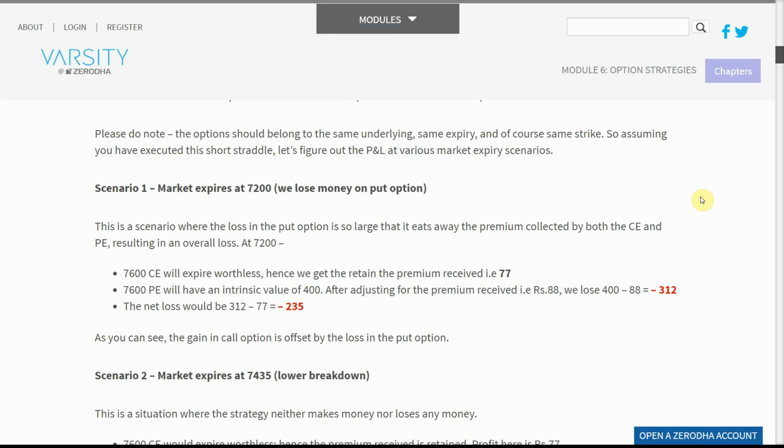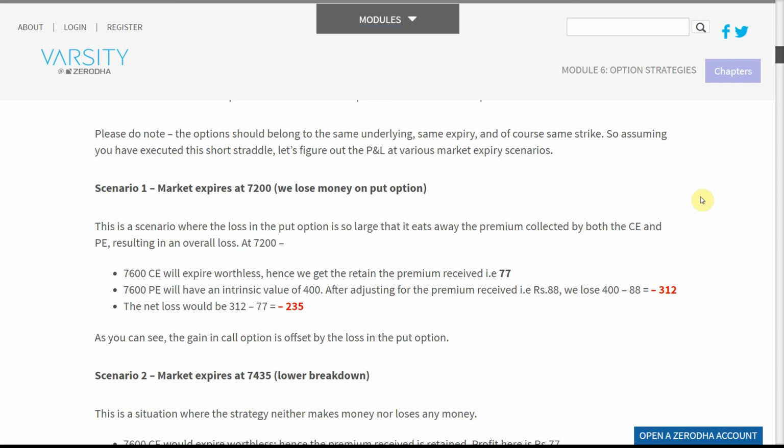Scenario 1, market expires at 7,200. We lose money on the put option. This is a scenario where the loss in the put option is so large that it eats away the premium collected by both the CE and PE, resulting in an overall loss. At 7,200, 7,600 CE will expire worthless. Hence we retain the premium received, i.e. 77.